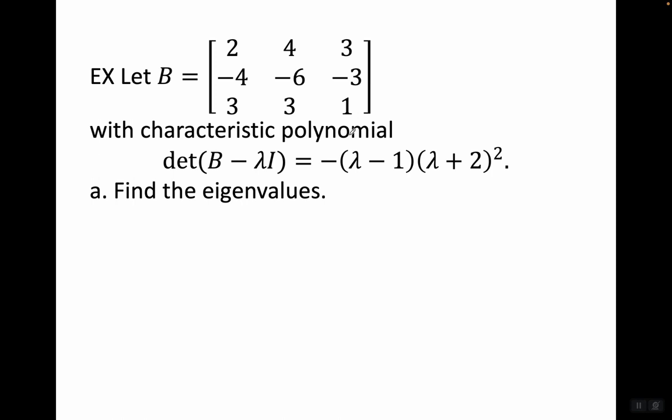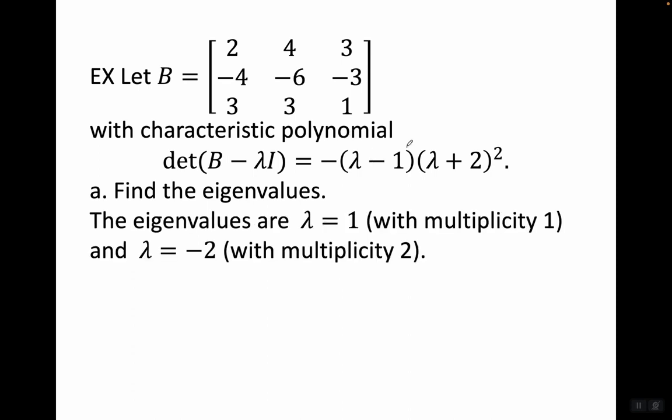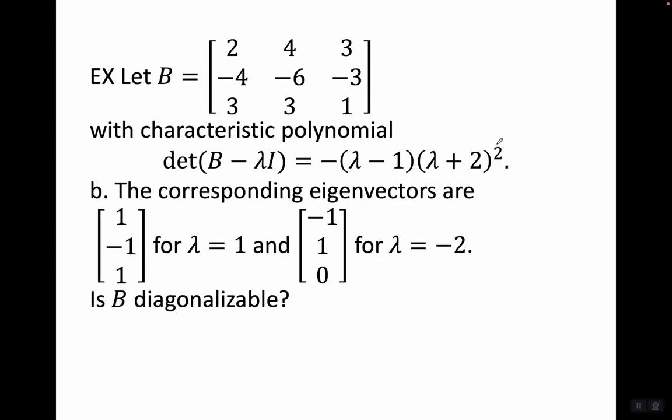Let B equal this matrix with characteristic polynomial determinant of B minus lambda I equals negative (lambda minus 1)(lambda plus 2) squared. Find the eigenvalues. Well, we know what those are going to be. Here we have lambda equals 1. Here we have lambda equals negative 2. It has multiplicity 2, so we know those are the eigenvalues. We can see that from the characteristic polynomial. The corresponding eigenvectors, just trust me, it works out that way, are (1, negative 1, 1) for lambda equals 1, and (negative 1, 1, 0) for lambda equals negative 2.